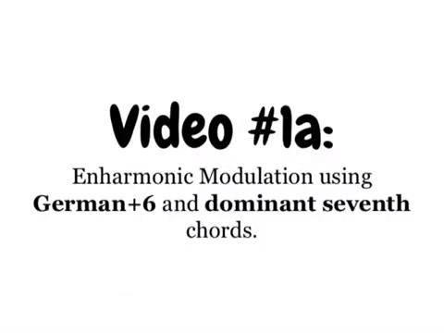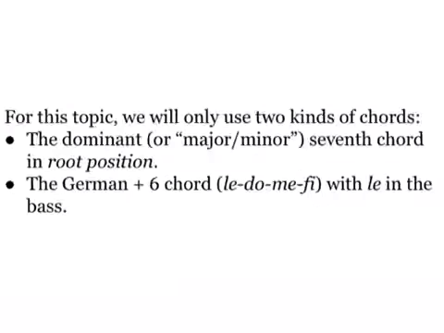Hi, this is video 1A, and we're going to talk about enharmonic modulation using German augmented sixth and dominant seventh chords. Two things that you should remember for this video, and for this topic in general. We are only going to use two kinds of chords. First, we're going to use the dominant seventh chord, or you might know it as the major minor seventh chord, in root position only, no inversions. And then secondly, we're going to use the German augmented sixth chord, lay, do, me, fi, with lay in the bass, and that's the way you're used to seeing it.